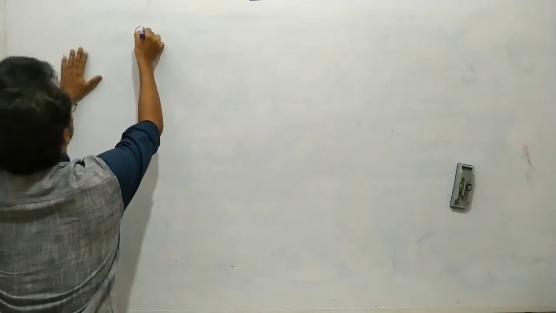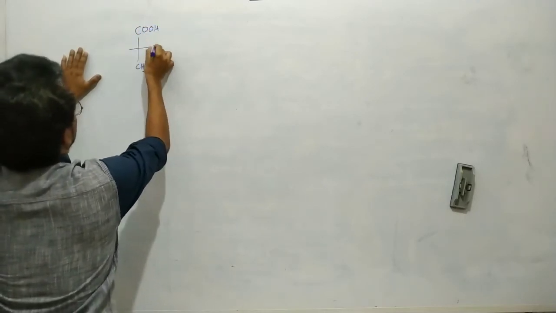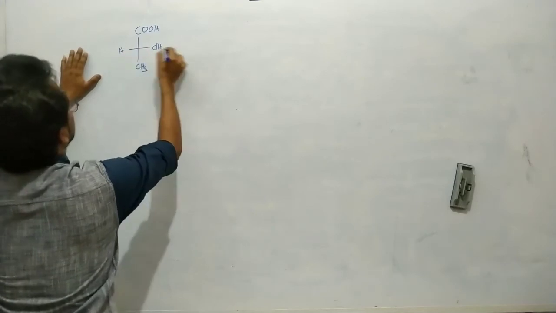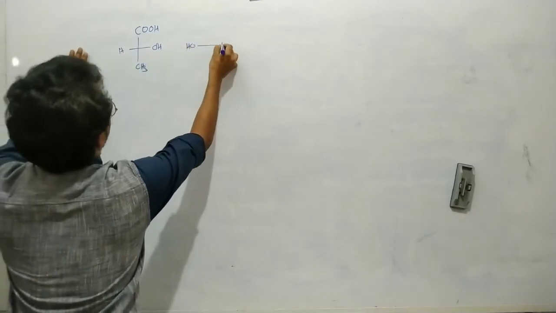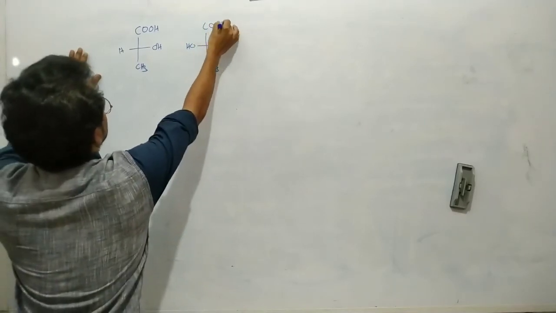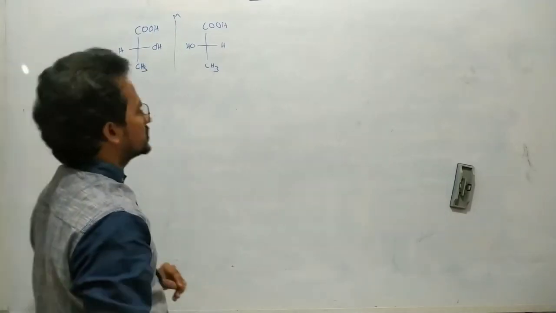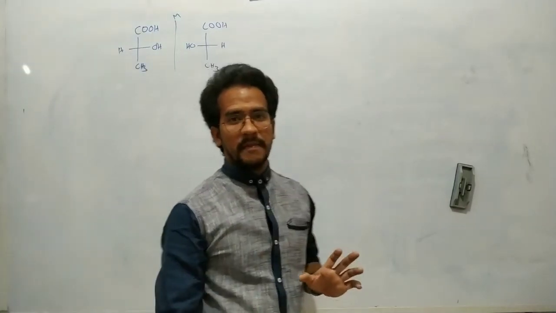Okay. So now let us see this example. C over H, CH3, here OH, hydrogen, and this one hydrogen H, here CH3 COH. Okay. Now these two are the mirror images of each other.